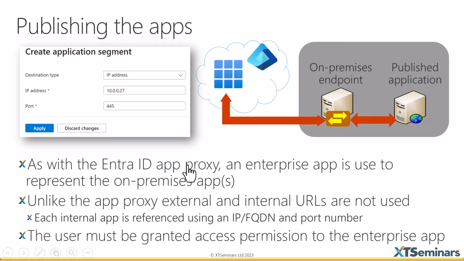So the security service edge can route traffic appropriately. It can route traffic to 10.0.0.27 and know which connector to send it down to. Also, you do not have any internal URLs. It's all done on IP, FQDN, and port number. And the other thing is this connection is represented via an enterprise application. With enterprise applications, of course, you can assign users to them, and you need to assign a user to get access, and you can apply conditional access policy.